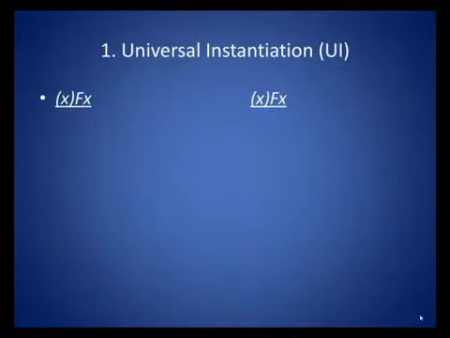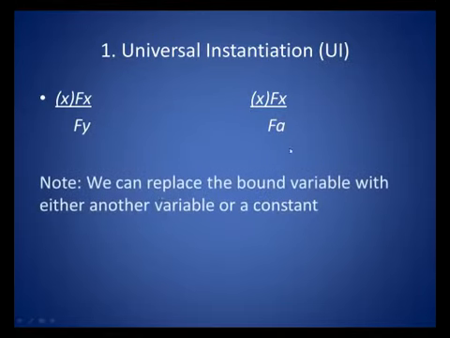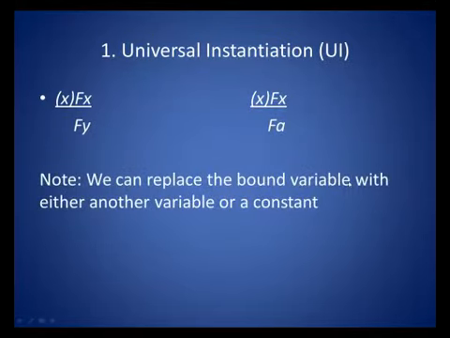Just look at the example on the left. For all x, Fx, Fy, I delete my quantifier, which is the all x right here. I have my arrow on it. Delete this, and then I can replace the variable that is bound with another variable, or if I would like, with a constant. So again, we can replace the bound variable with either another variable or a constant.